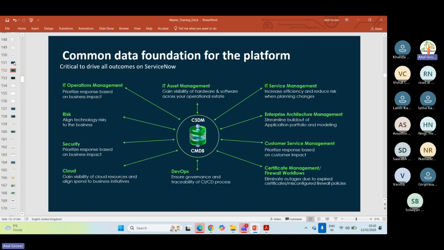Now, CSDM can be used in these places, and it is not the CSDM only, the CMDB as well, because they link with each other. Whether you are a part of ITOM, ITAM, CSM, DevOps, anywhere and everywhere you can use the CSDM to drive the results.